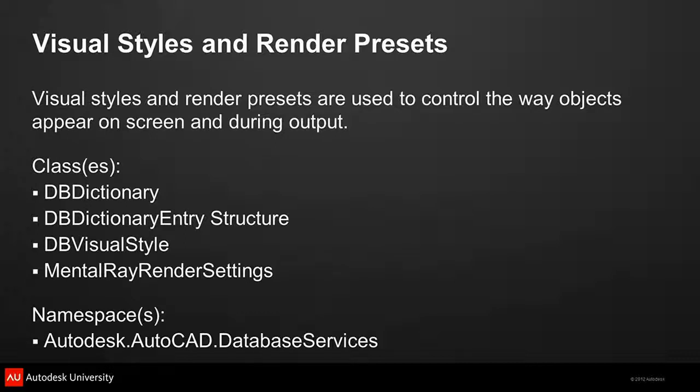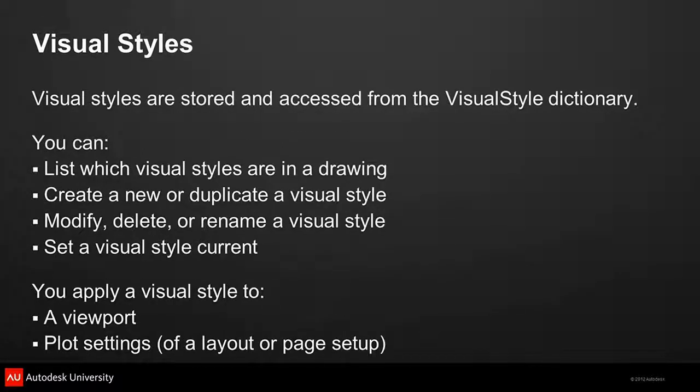So a lot of this additional stuff is stuff that I've been working on, is coming then in the next updates. So visual styles themselves are stored in access from the visual style dictionary. There's a layouts dictionary, there's various other different dictionaries. Visual styles are stored there as well. So just like I did before, I can list them, I can create them, I can copy them, modify them, rename them. I can set it current using a system variable.